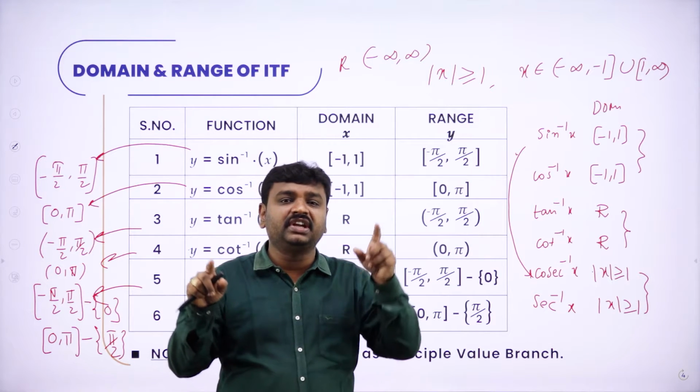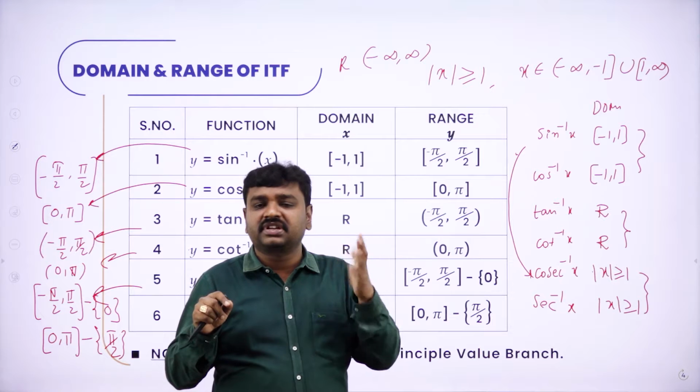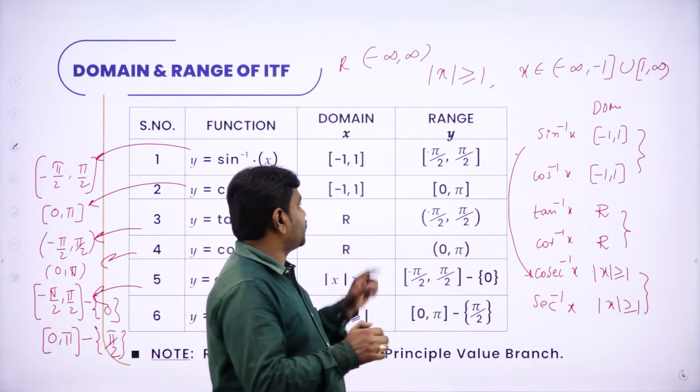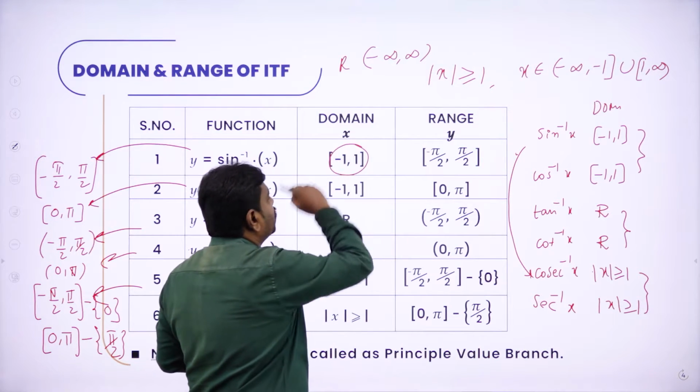Suppose if I ask you to find sin inverse -3, sin inverse -3 does not exist. Why? Because for sin inverse, inside we should have only -1 to 1.